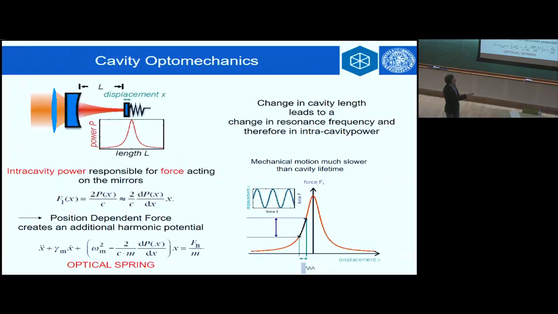Now, if the cavity is decaying fast, so if the motion is much faster than the cavity decay, I can say, well, the thing is moving up and down here. There's a power change along with it, and I can add this to my equation of motion that we had before, and it looks like a spring constant change. So that is what people call the optical spring, and it changes the susceptibility of my mechanical resonance.